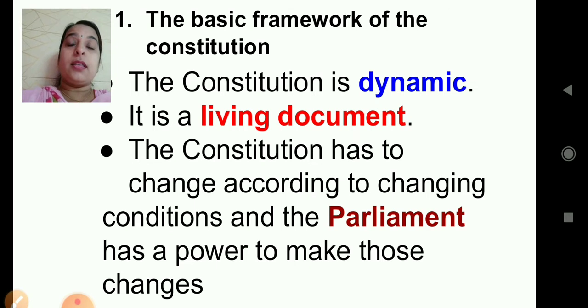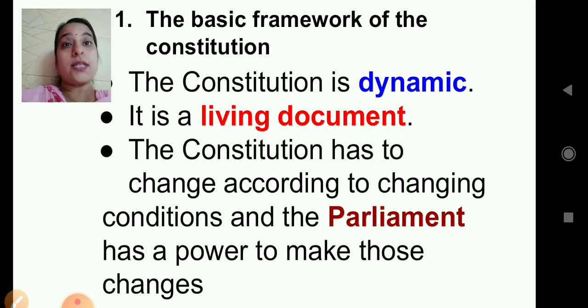Now, what do you mean by this? The Constitution is dynamic. Children, here dynamic means that there is scope for updation in the Constitution depending on the circumstances. It is a living document because the government works as per the provisions laid down in the Constitution. The Constitution has to change according to the changing conditions, and Parliament has the power to make those changes. That is, there can be certain changes, certain amendments, or you can say you can update the Constitution. And who does that? Parliament.